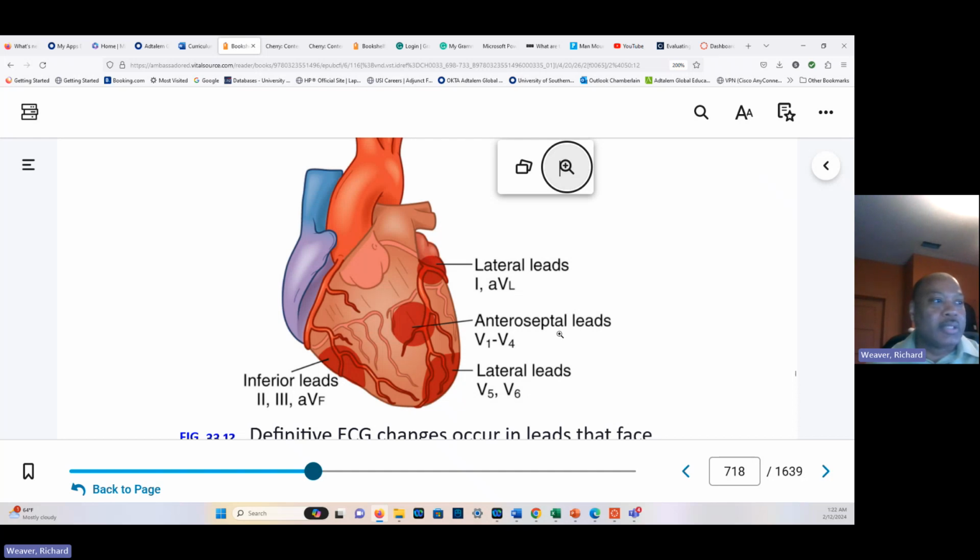You have the anterior septal leads, and that's located V1 to V4. And look at that. That's actually somewhere around the left ventricle. Also the lateral leads V5 to V6. So it's looking at different angles. And I'm just giving you an idea. You don't have to really know this, but I'm just giving you an idea that when you are looking at these EKGs, this is what this device is showing us. It's showing us where the lesion can be, right?